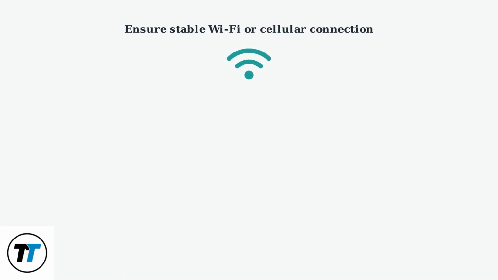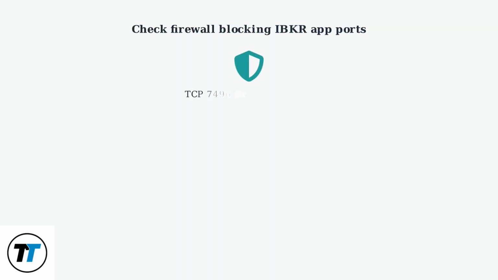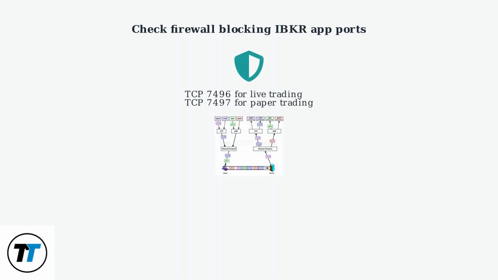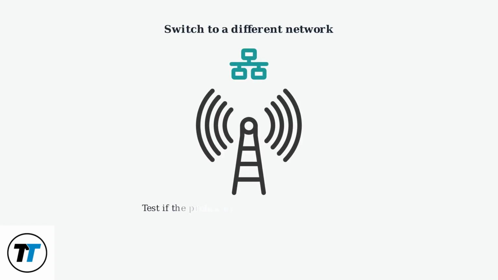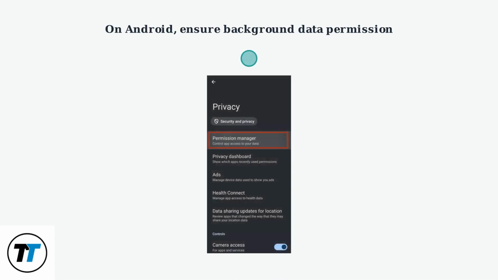First, ensure you have a stable Wi-Fi or cellular connection. Poor signal strength or data limitations can cause connection drops. Check if your firewall is blocking the IBKR app's ports. These are TCP port 7496 for live trading and 7497 for paper trading. If possible, switch to a different network to see if the problem persists. On Android, ensure the IBKR app has permission to use background data.